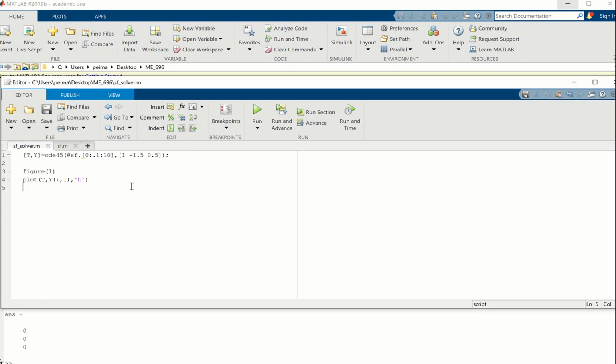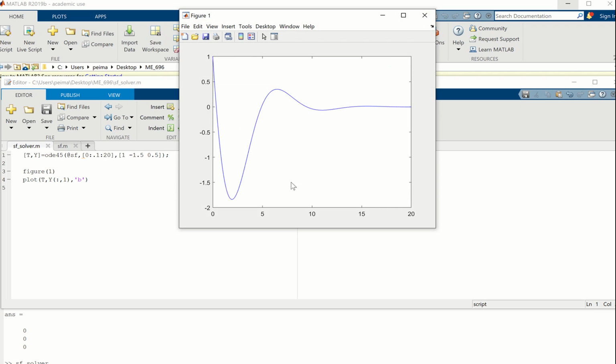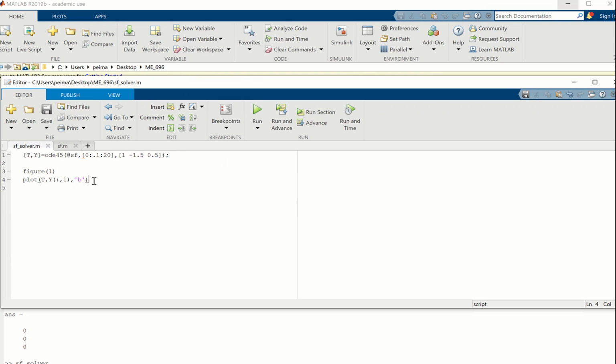So if I run this, I'm going to increase it to 20. Okay. If I run this, you see that x3 after 15 seconds goes back to this. So let me do this.